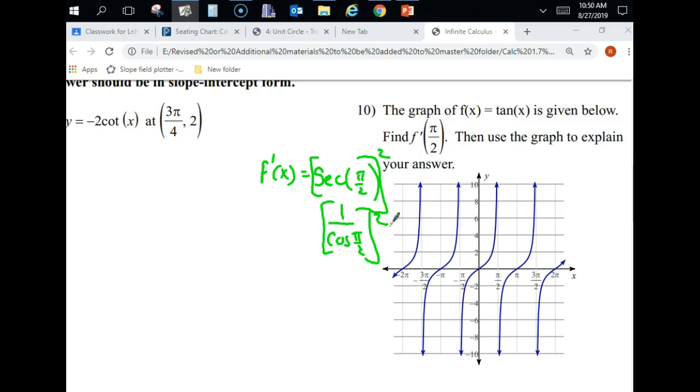You guys are all counting. Oh, shoot. It's 0. Yeah. What's 1 over 0? It's undefined. Now, find f prime of pi over 2. We get an undefined slope there. Then use the graph to explain your answer. Well, here's pi over 2. What do you guys notice about that line? That's a no-touch zone. There can't be a slope there because the graph doesn't exist there, and that's why the slope is undefined. Okay? That's probably all we have time for. So go ahead and pass your homework forward, and we're going to call it a day.